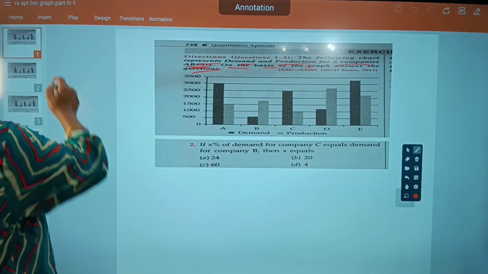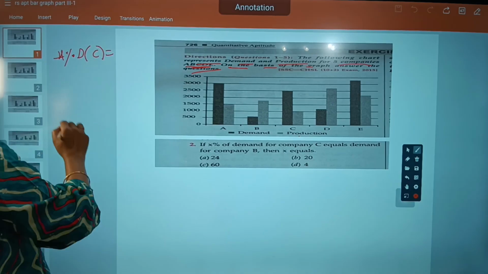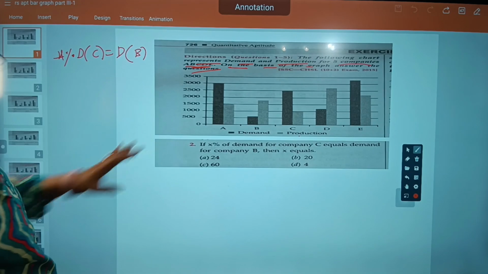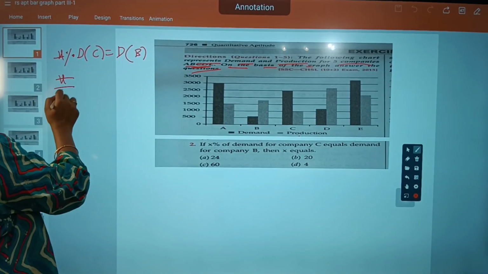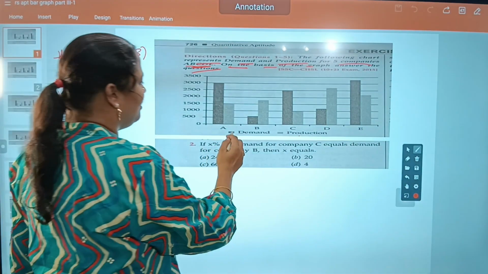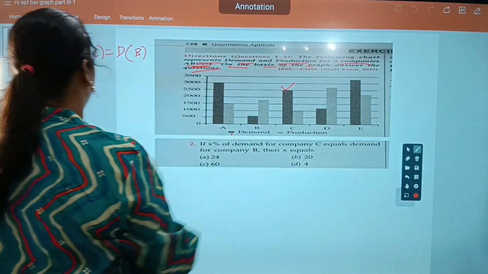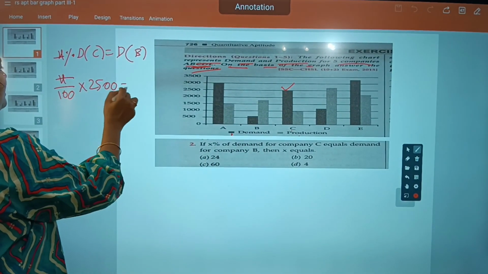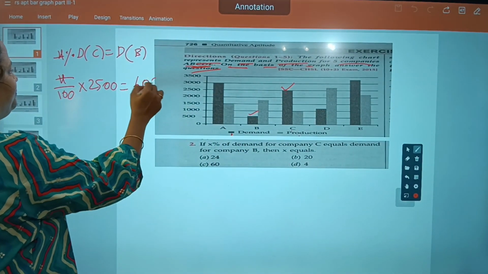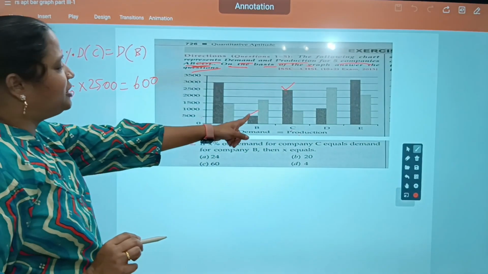If X% of demand for company C equals to demand for company B, then X is equals to... the first question. So X% of demand of company C is equals to demand of company B. This is the equation to solve this. X% means X by 100 into demand for C. What is the demand in dark color for C? It is 2500. 2500 is equals to demand for B. It is around 600 approx. You can see just above 500 the graph is finished here.